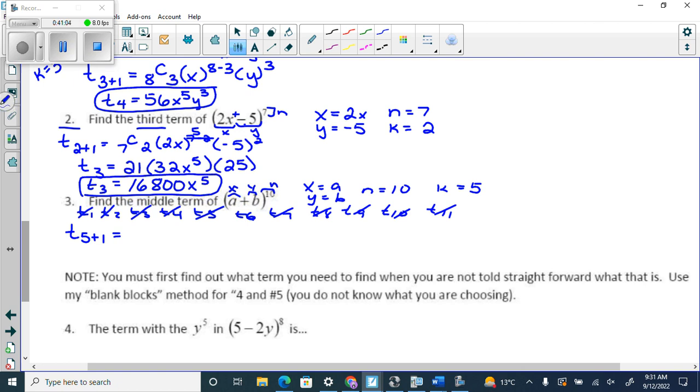So we do T5 plus 1, N is 10, C 5, A to the 10 minus 5, B to the 5. So we get term 6. What's 10C5? 252. Thank you. A to the 5, B to the 5.